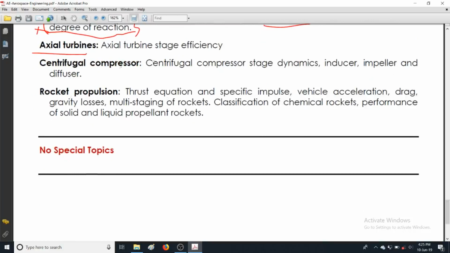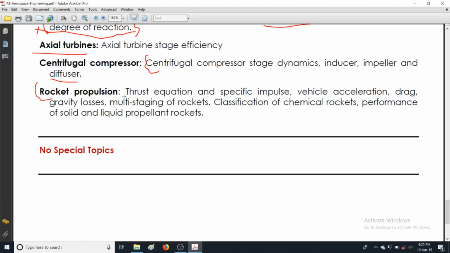Here we will first learn the various components and how it works, and then we will learn what is the work obtained, and then the efficiency of the centrifugal compressor. So once we complete the propulsion, especially aircraft propulsion part, we will go for the rocket propulsion.